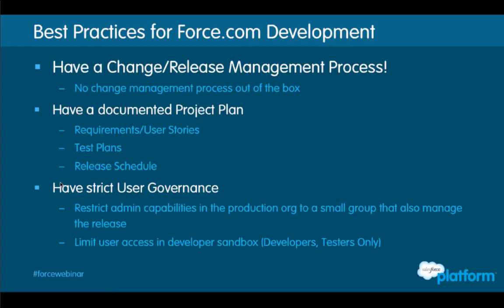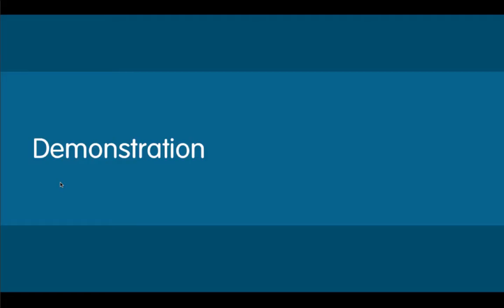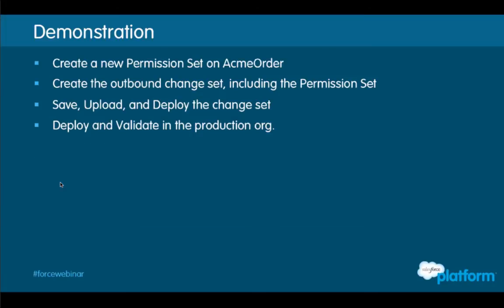Now, that might not be the best for you, but that's what I'm talking about when I say have strict user governance. Just make sure that your users have only the rights and permissions that they need, and understand, again, the difference between profiles of a user in sandbox and production. You might not want to give them the same capabilities in both environments. All right, so that said, how do we control users? So in the next part of our demonstration, we're going to walk through how to create a permission set and deploy it to the production org.